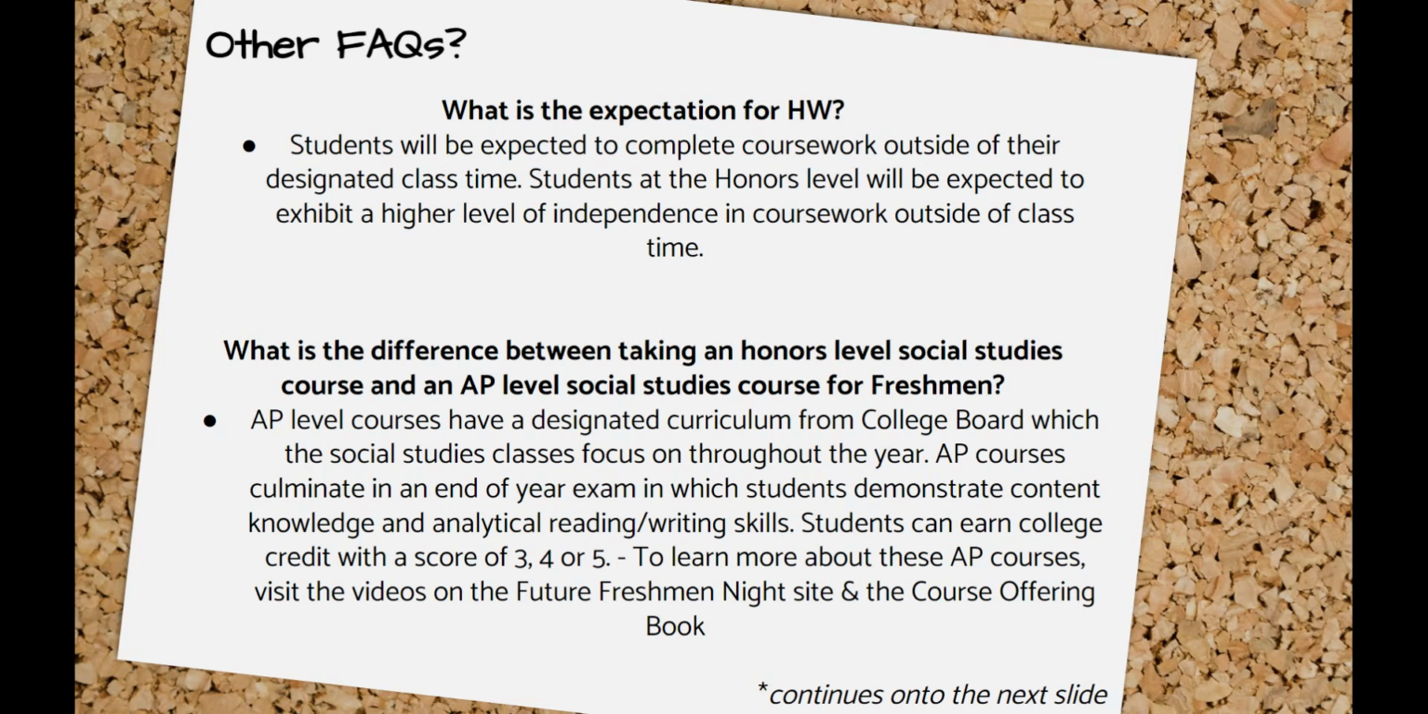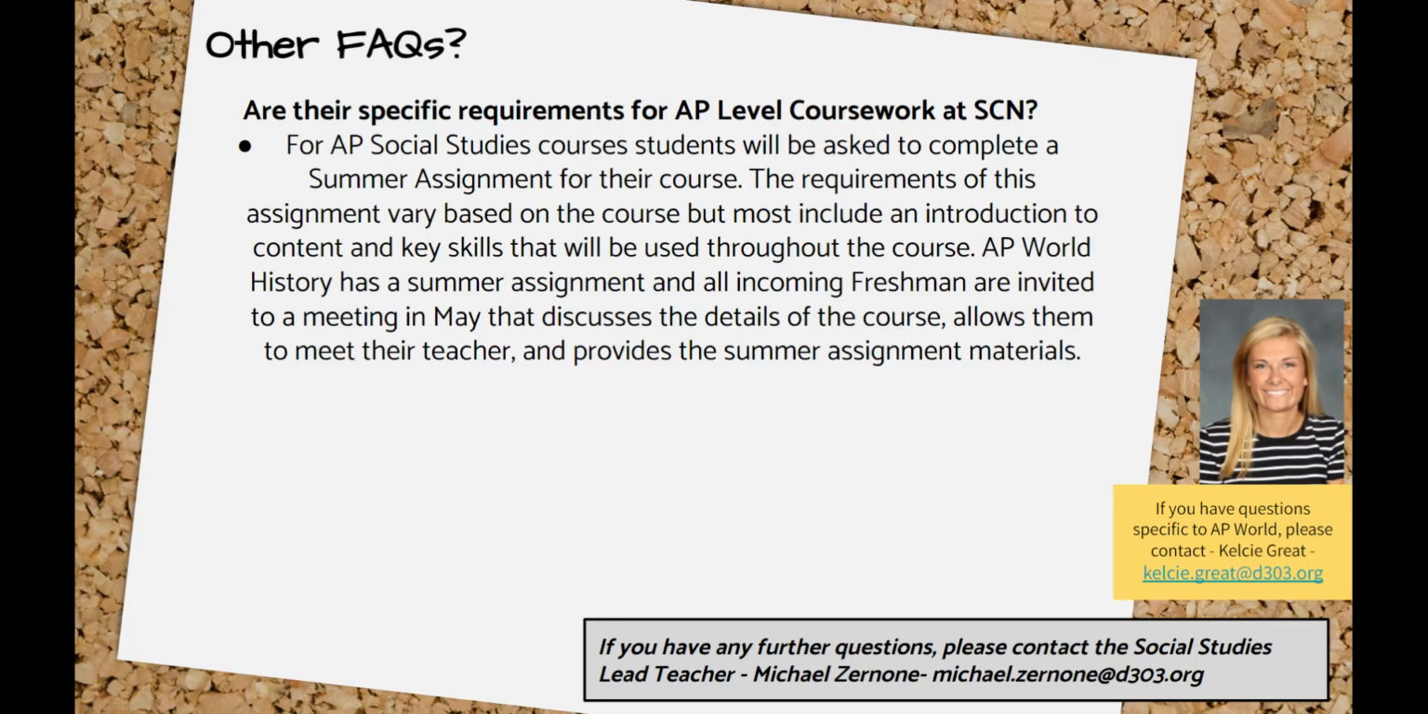And there is an end of the year cumulative exam that students must take in order to demonstrate their thinking. And that score helps students earn the potential college credit. Students must earn a 3, 4, or 5. Lastly, one other specific requirement for AP level coursework is that of a summer assignment.